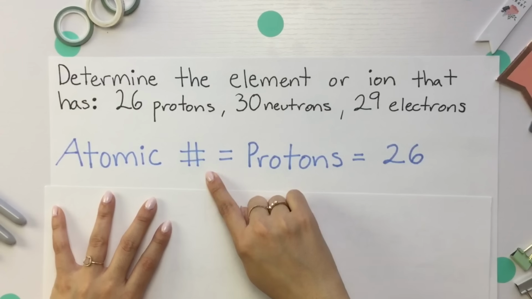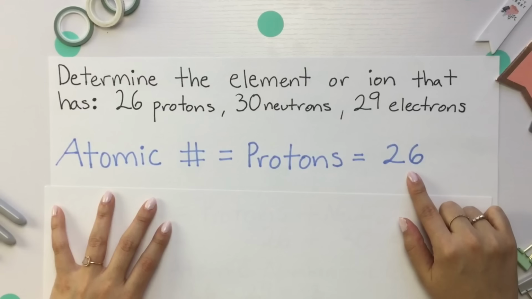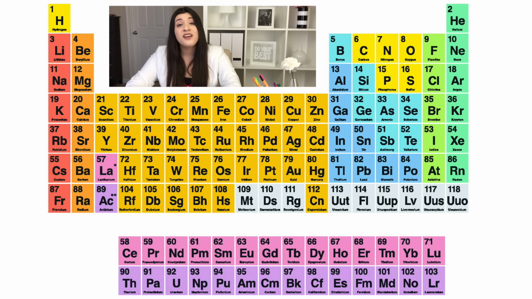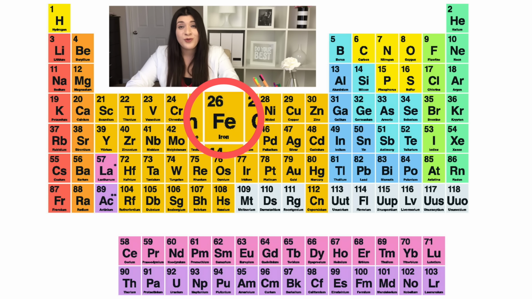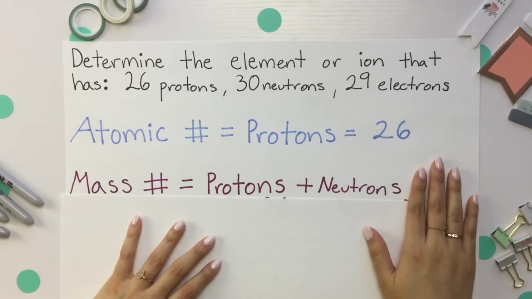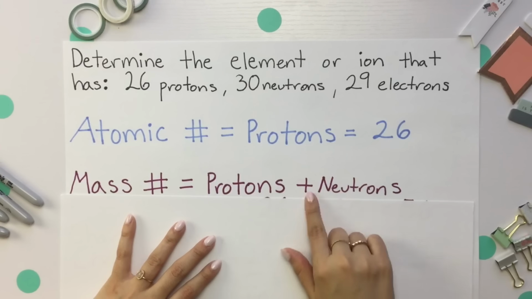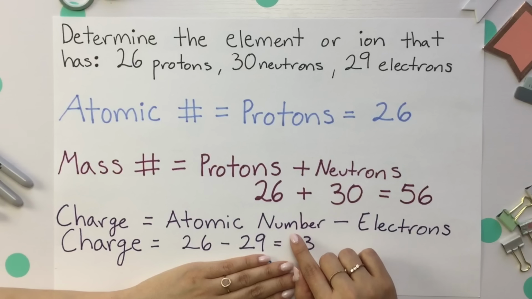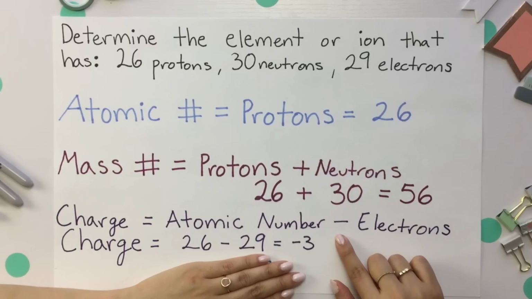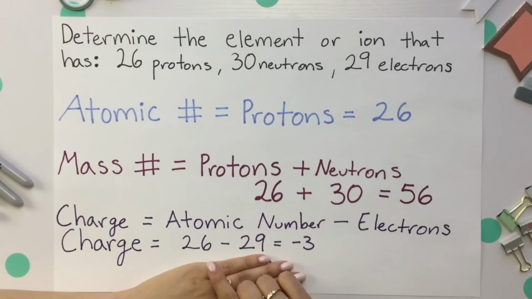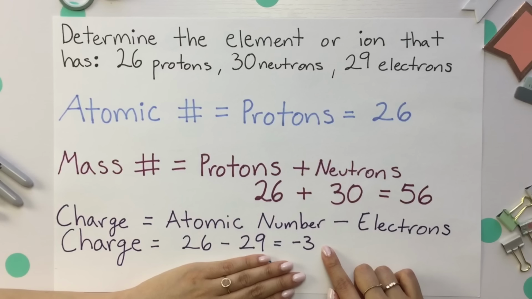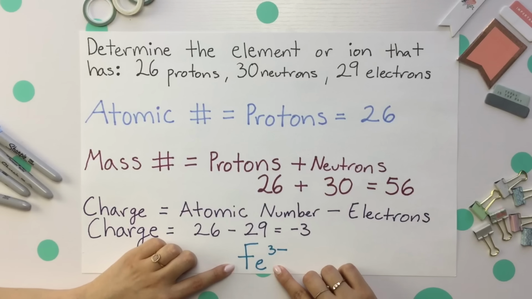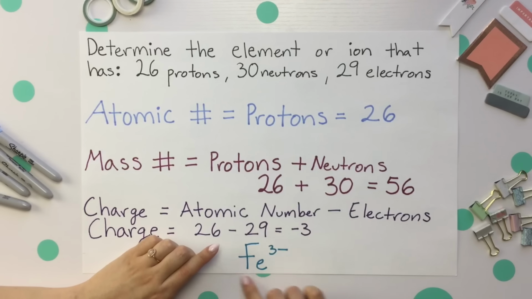First off, our atomic number is the same amount of protons, so we know that it is 26. Looking at your periodic table, let's look for the atomic number of 26. As you can see, it is Fe, also known as iron. If you were asked to figure out the mass number, you would add your protons plus your neutrons. That would then give you 26 plus 30, which is 56. To figure out your charge, take the atomic number, or proton count, and subtract that by your total amount of electrons. 26 minus 29 gives us a -3 charge. We have iron with a -3 charge. This is our final ion.